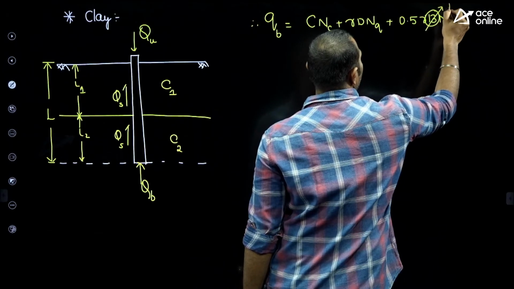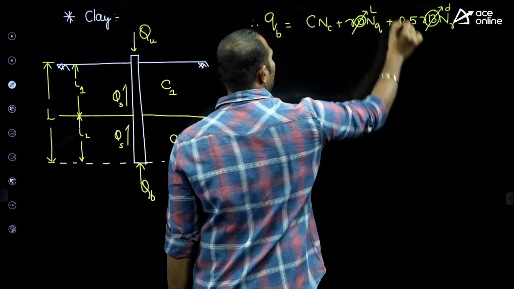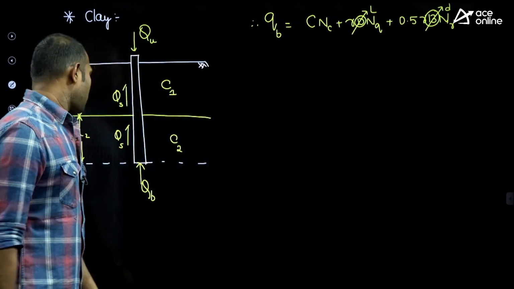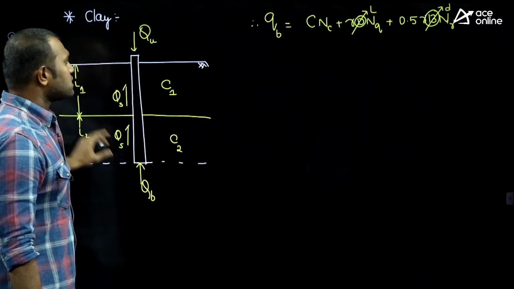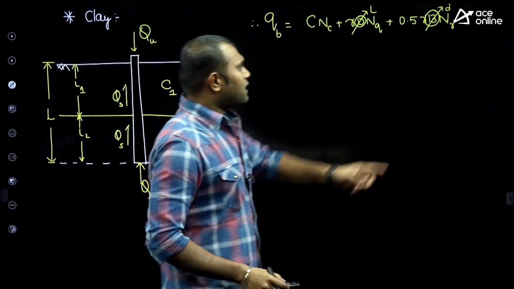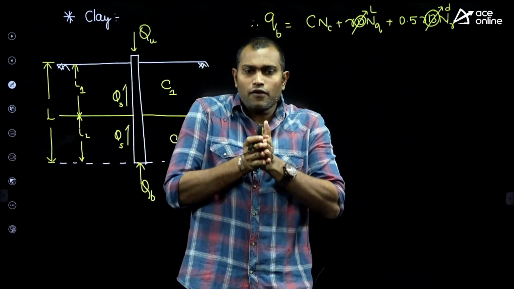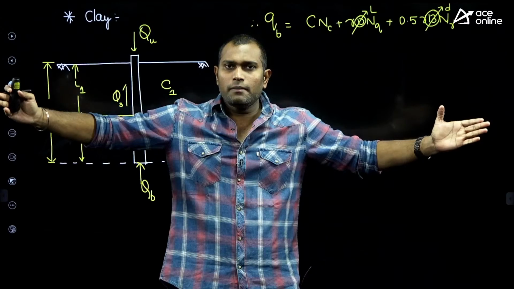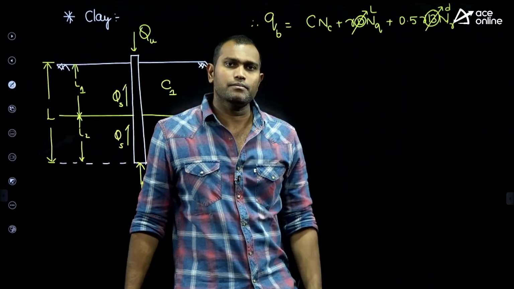This represents the dia of the pile, and D represents the length of the pile. Now, in the case of deep foundations, the dia of the pile is very less. In shallow foundations, the width is more. In pile foundations, the width, meaning the diameter, is very less. We are going to neglect that term.